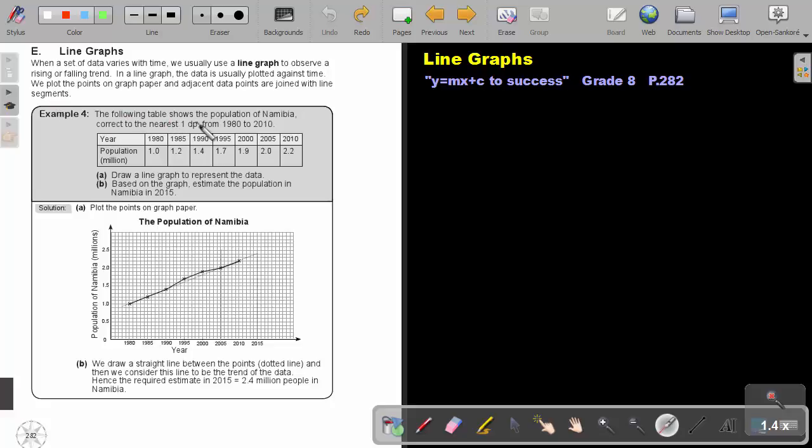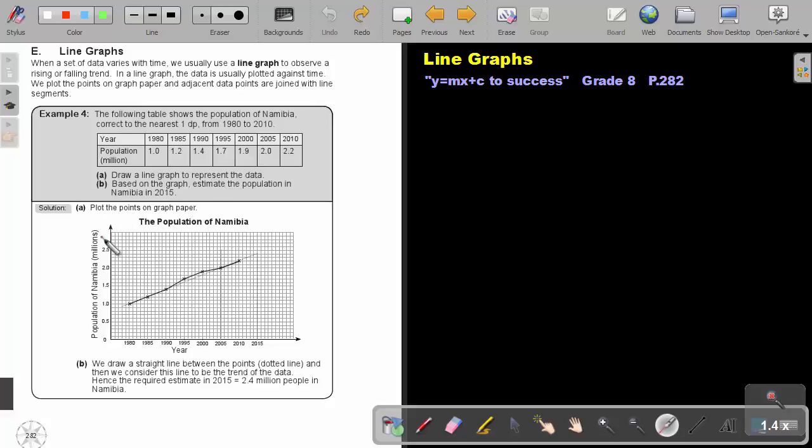The following table shows the population of Namibia, correct to the nearest one decimal place, from 1980 to 2010. 1 million, 1.2, 1.4, 1.7, 1.9, 2 million, 2.2. Okay, so it doubled, a little bit more than doubled. There it already doubled. Now, plot the points on graph paper.